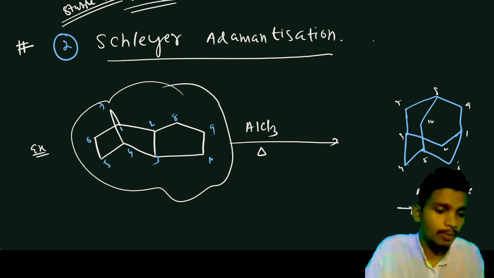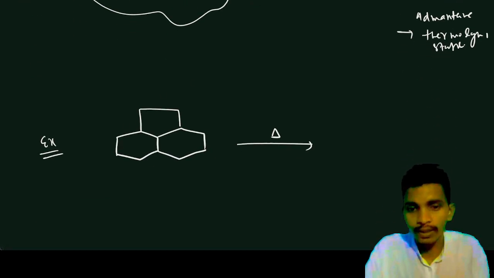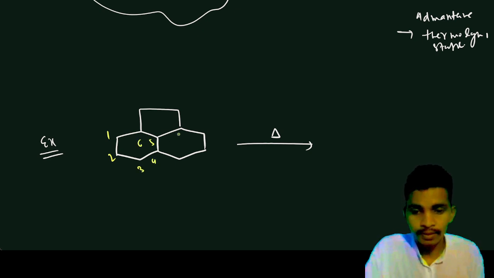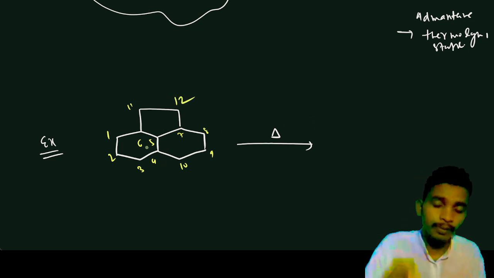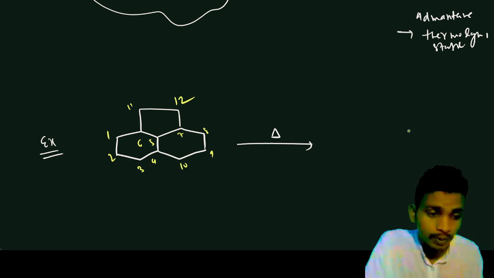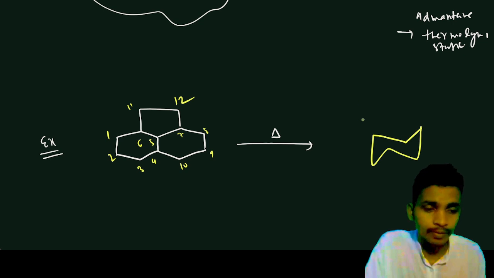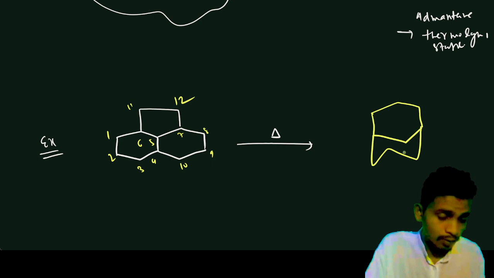The reason is that this is a thermodynamically stable product. Okay, now if we have more than 10 atoms, let's say here 1, 2, 3, 4, 5, 6, 7, 8, 9, 10, 11, and 12, then what will happen? Whenever 10 or more than 10 atoms are there, the adamantane system will always form. This will form like this. Okay, so 10 atoms have formed the adamantane.